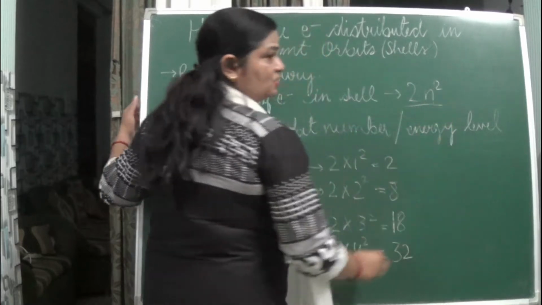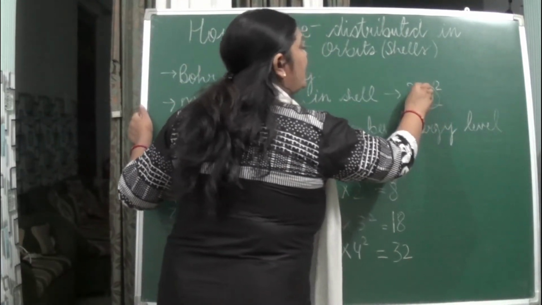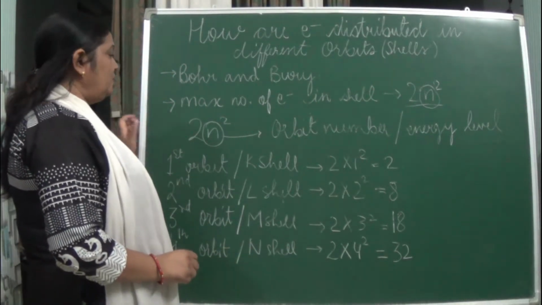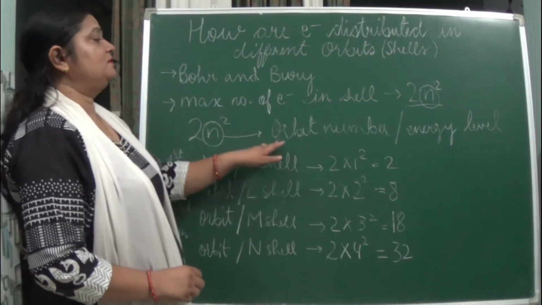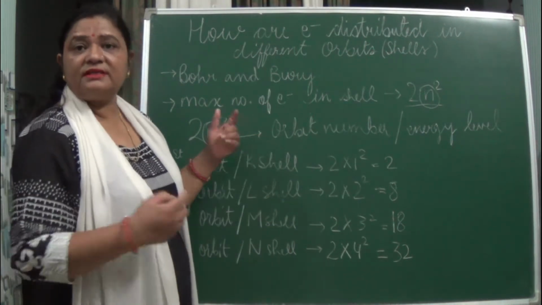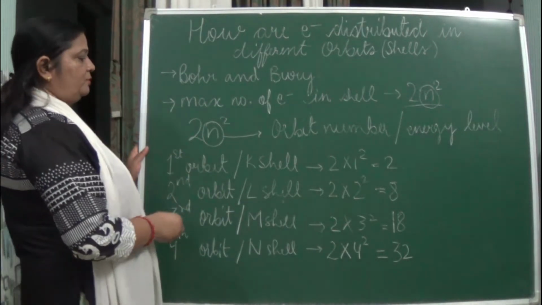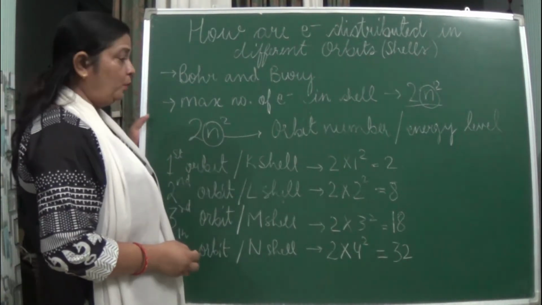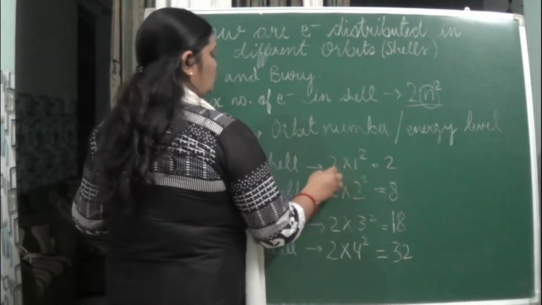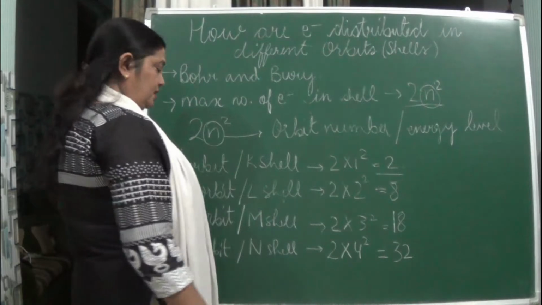It is 2n square, where n represents the orbit number, or you can say energy level, or also shell number. So when I am talking about the first orbit or the K shell, the orbit number is 1, so 2n square is 2 into 1 square, which becomes 2.